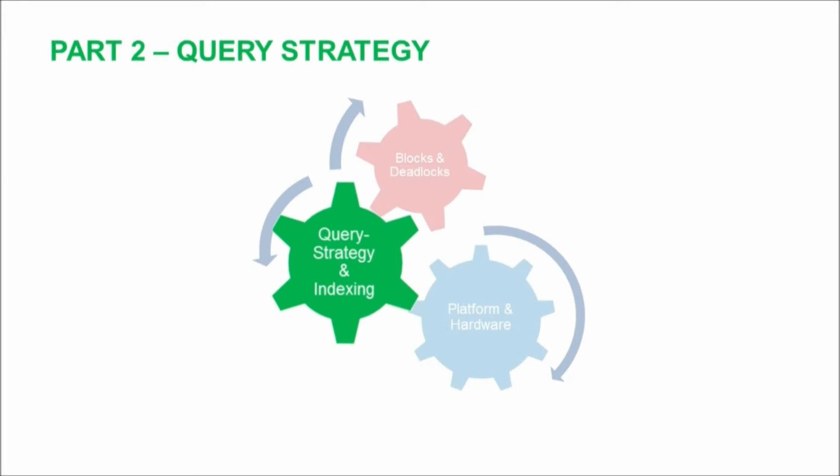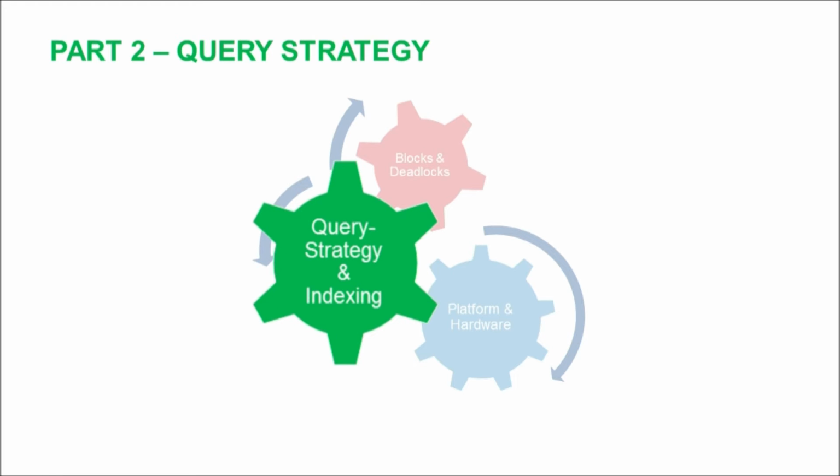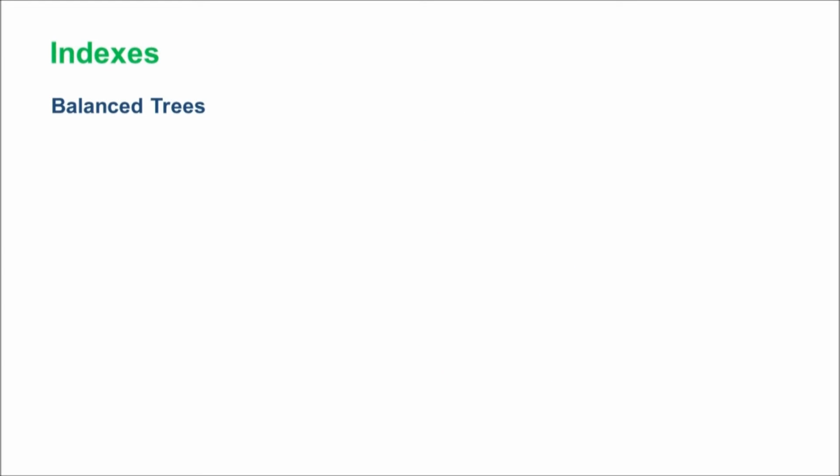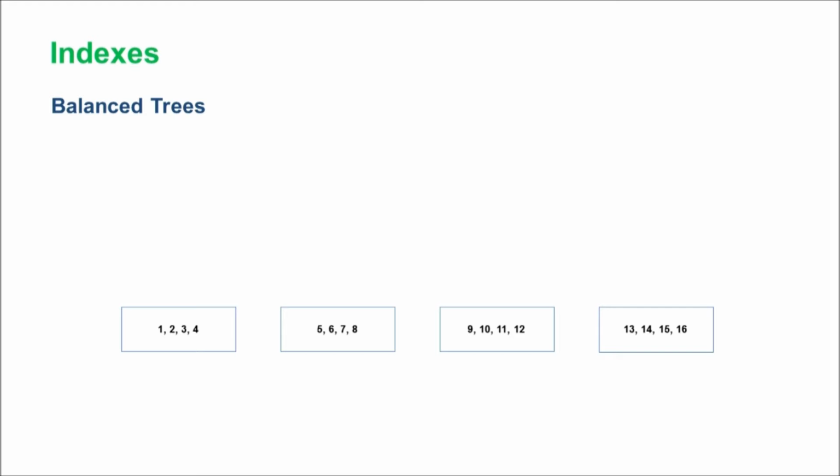Okay, but that's it about platform and hardware. Now I'd like to discuss or highlight some things in the query strategy context. This is actually the most important part for performance troubleshooting, because most of the problems come from this area, and it also means that here we have most of the resolutions. When it's about query strategy, it's important to understand how SQL Server is storing data and how it is retrieving data. In SQL Server, everything is about indexes.